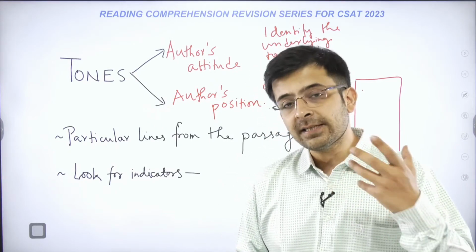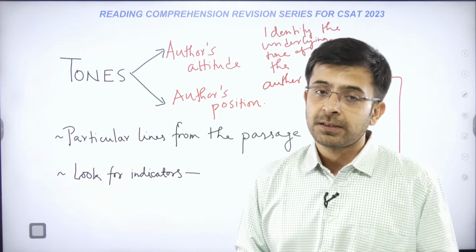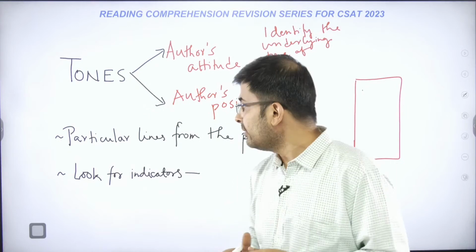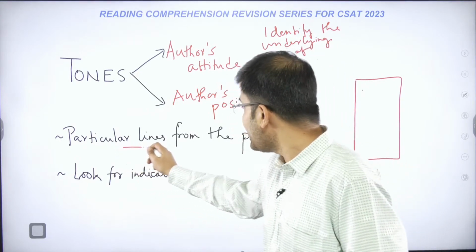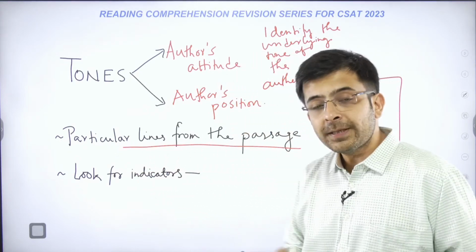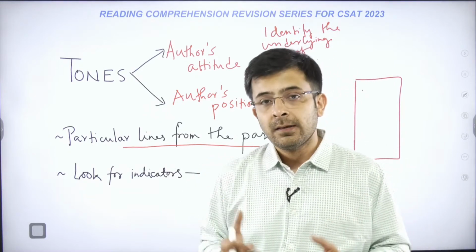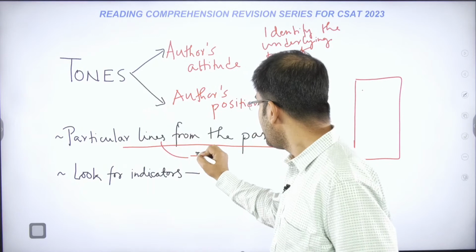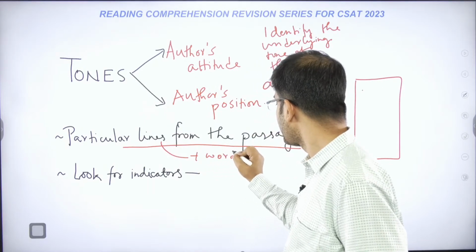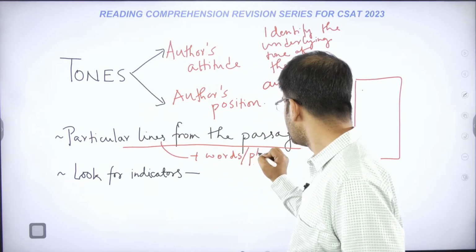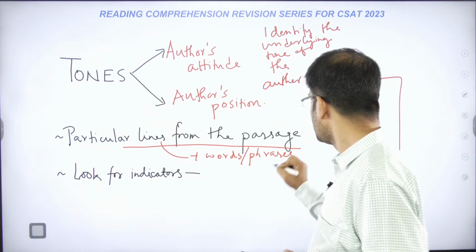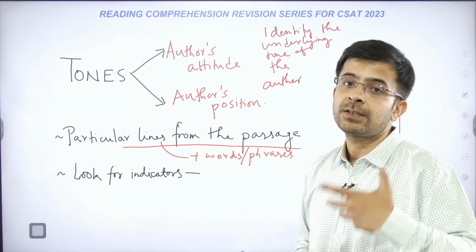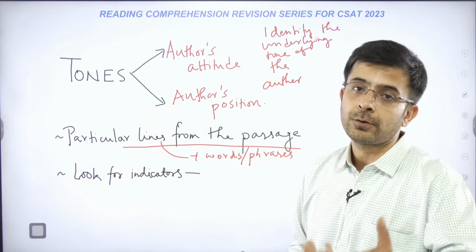However, there are some few things that you can keep in your mind, especially when reading the passage. What are you to do? Number one, there will be particular lines from the passage or particular words or phrases. Okay? You can write it down like this: particular lines plus words or phrases. Okay? Which will convey the sense of the author, the attitude of the author.